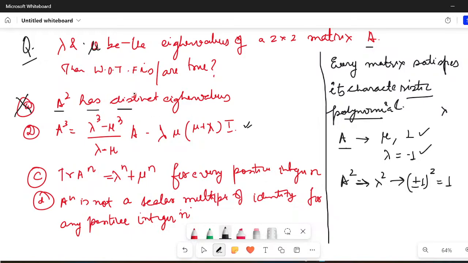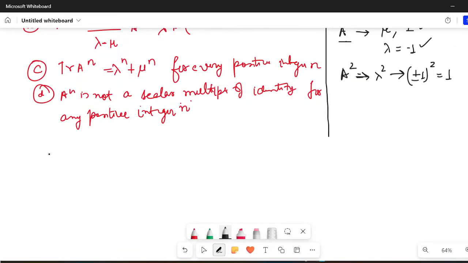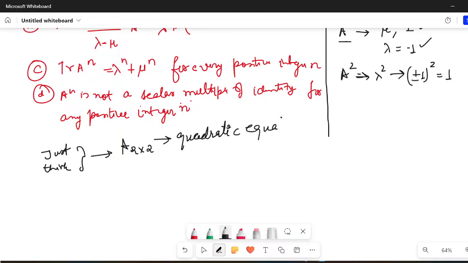Now you see what has been given to you for a 2 cross 2 matrix. Just think about it. If A is a 2 cross 2 matrix, then the characteristic equation would be a quadratic equation, right? And if the characteristic equation is quadratic and I have the roots lambda and mu, then I can make the corresponding quadratic equation.